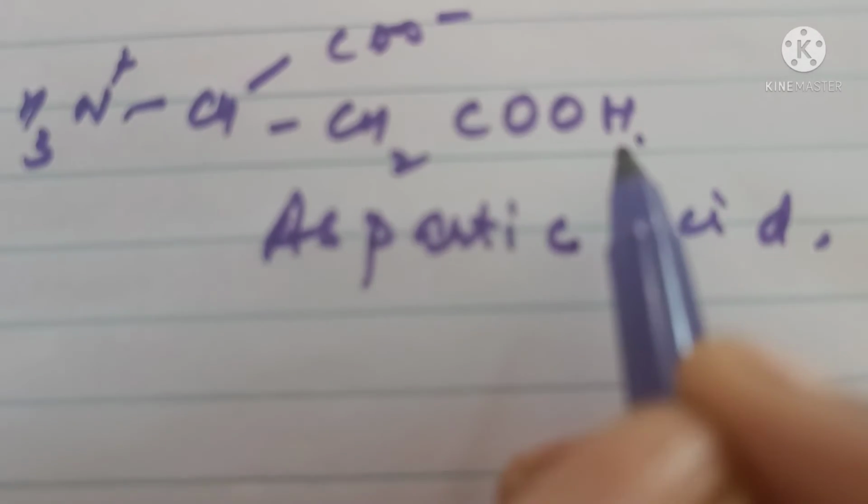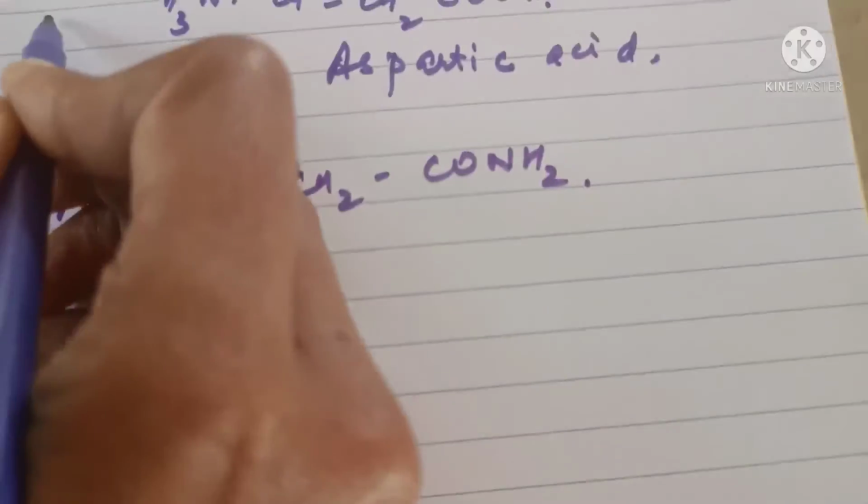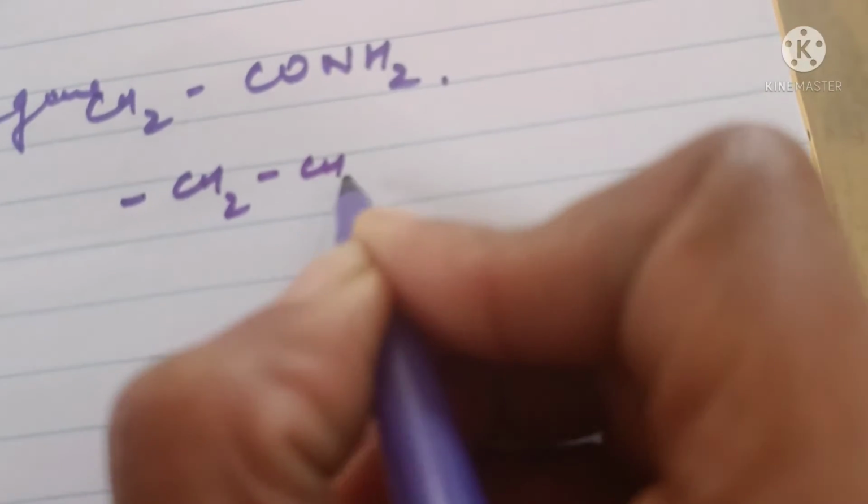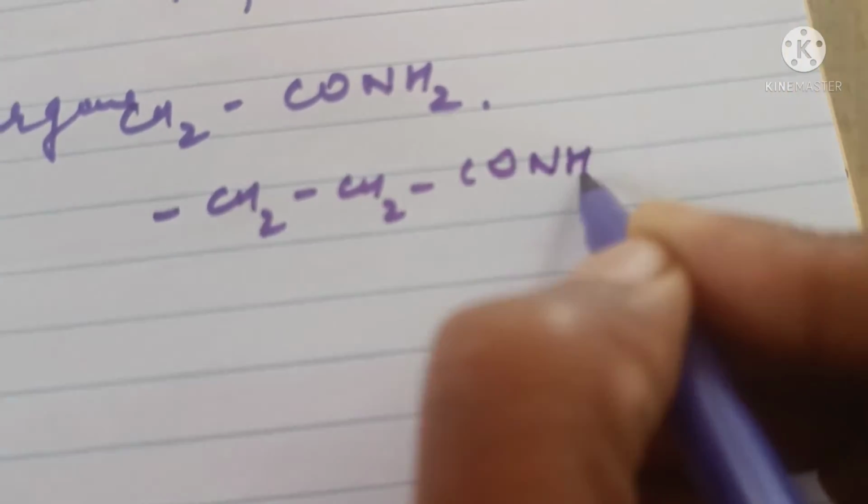Then amino acid number 13. Instead of COOH, we have CONH2 attached. So CH2CONH2 is placed in place of R. Then we get this amino acid, asparagine. If we have an extra CH2, that is, if in place of R we place CH2CH2CONH2, then the basic groups are more in number. So it's a basic amino acid.